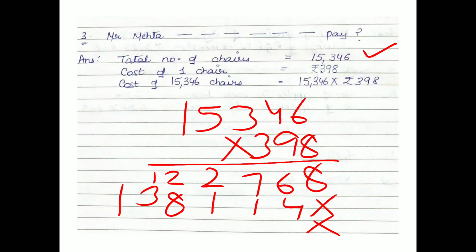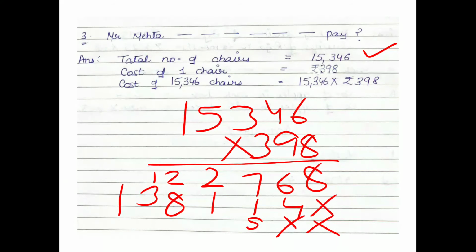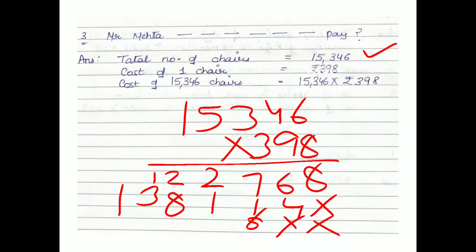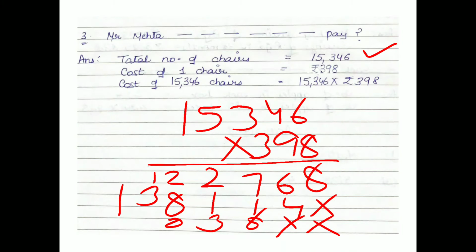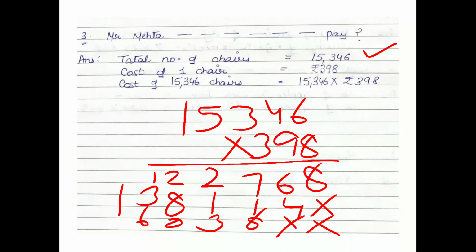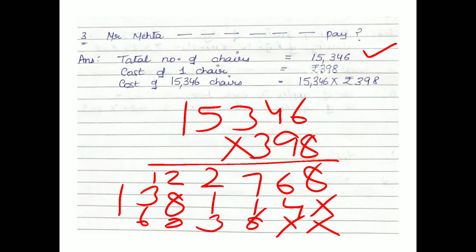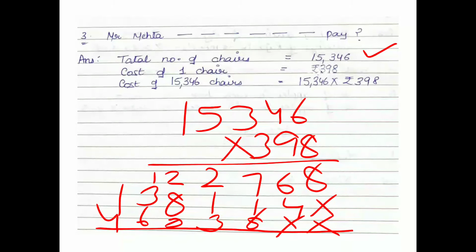Now again you put a multiply sign, the cross. 3 6s are 18. 3 4s are 12 plus 1, 13. 3 3s are 9 plus 1, 10. 3 5s are 15 plus 1, 16. 3 1s are 3 plus 1, 4. Now you have to add it.